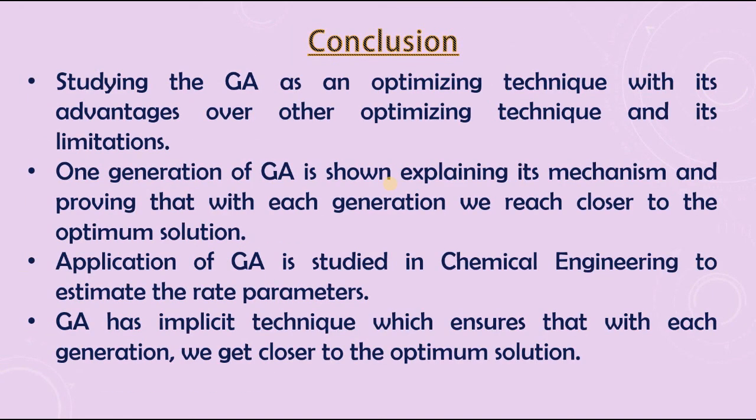By seeing these previous discussions, we conclude that we studied GA as an optimizing technique with its advantages over other optimizing techniques and its limitations. One generation of GA is shown, explaining its mechanism and proving that with each generation we reach closer to the optimum solution. Application of GA is also studied in chemical engineering to estimate the rate parameters. Genetic algorithm has an implicit technique which ensures that with each generation we get closer to the optimum solution.